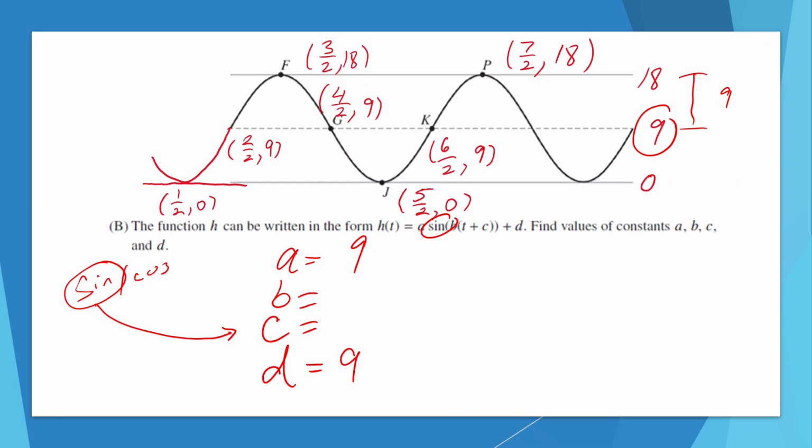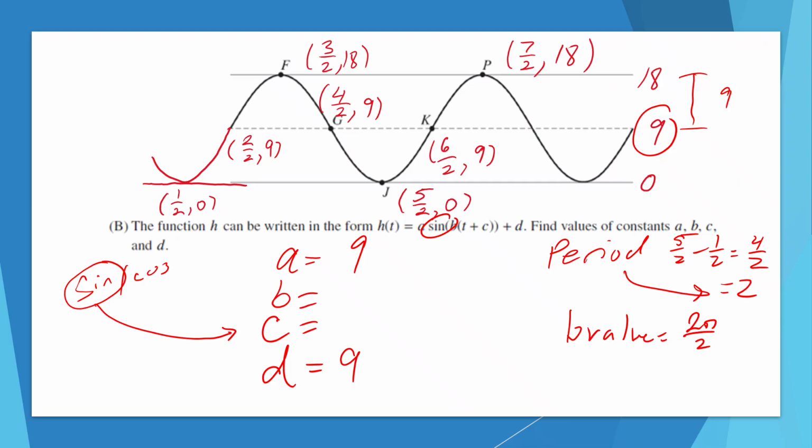Once we have that, B is our B value. So remember, we found out our period was 5 over 2 minus 1 over 2, which was just 2. So knowing that our period was 2, our B value should be 2 pi over your period, which is just pi. So B should be pi in this case.